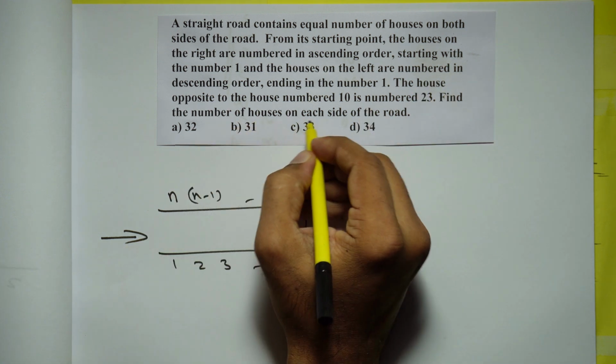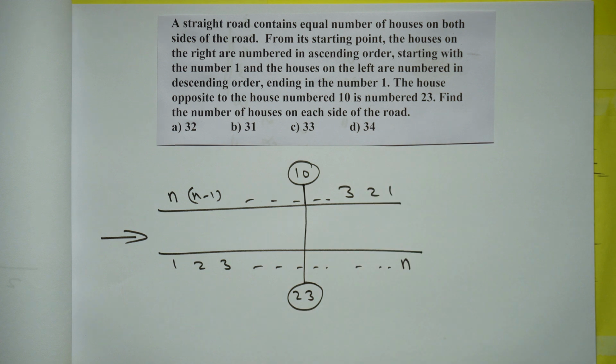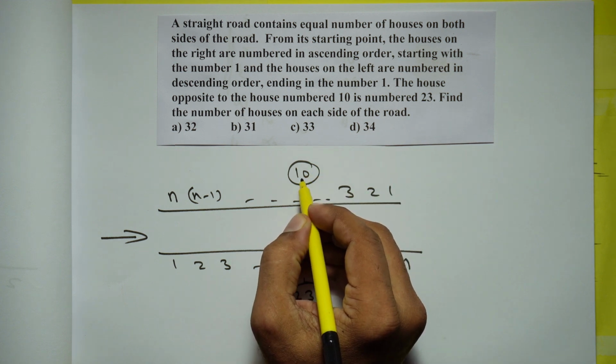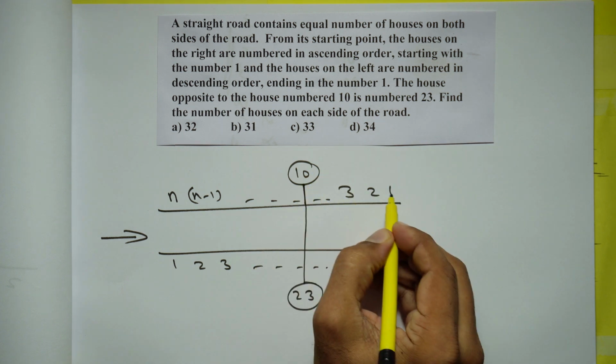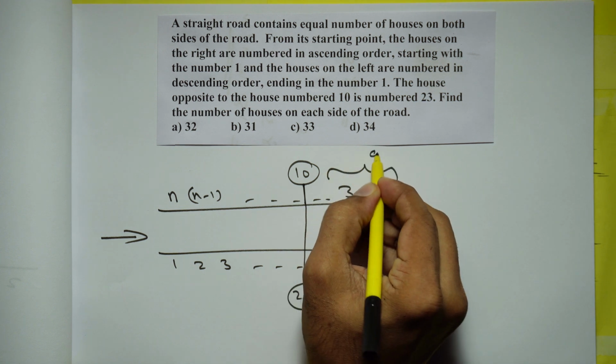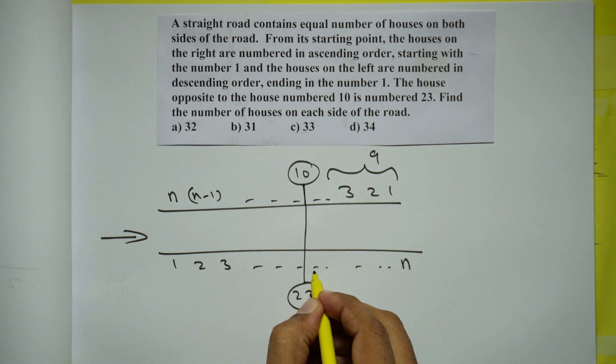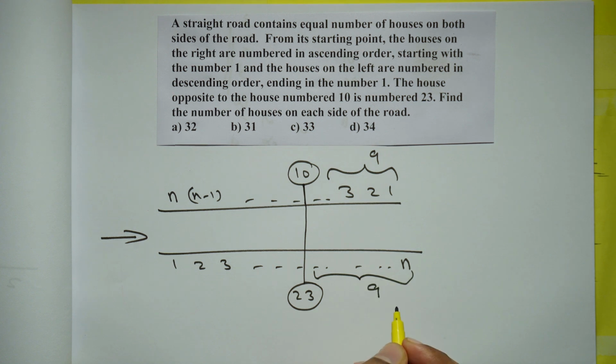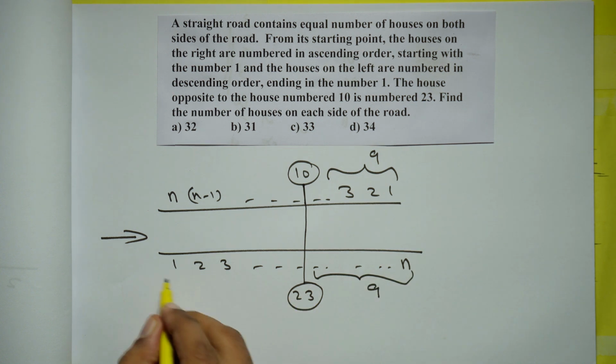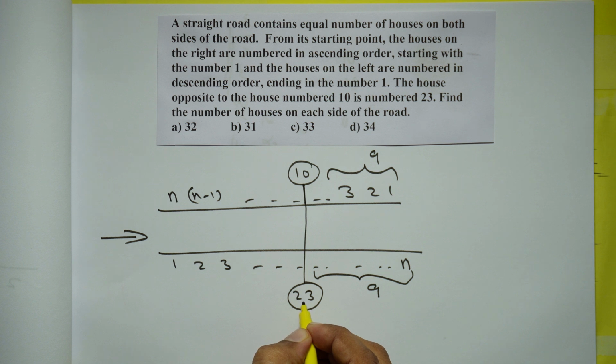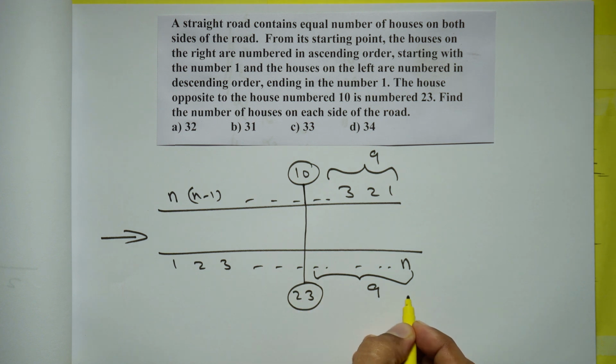Find the number of houses on each side of the road. Now this is house number 10 and from 10 to 1 here there are altogether 9 houses. So on this side also there should be 9 houses. So 23 houses here from 1 to 23 houses here and then another 9 more houses.